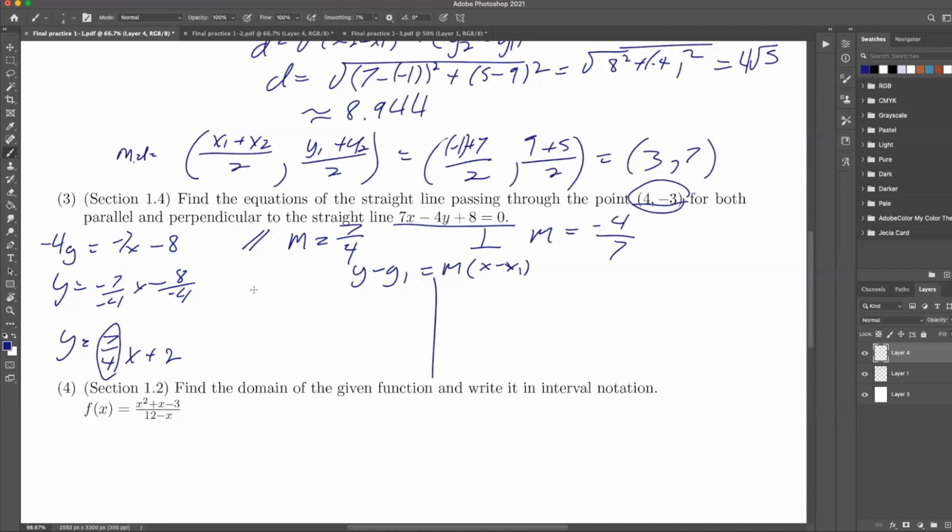So for the parallel one, we'll have minus a minus 3, so it'll be plus 3. So y minus a minus 3 is plus 3, equal to 7/4 of x minus 4. And we just distribute. Here we just solve because the program is going to want it in slope-intercept form.